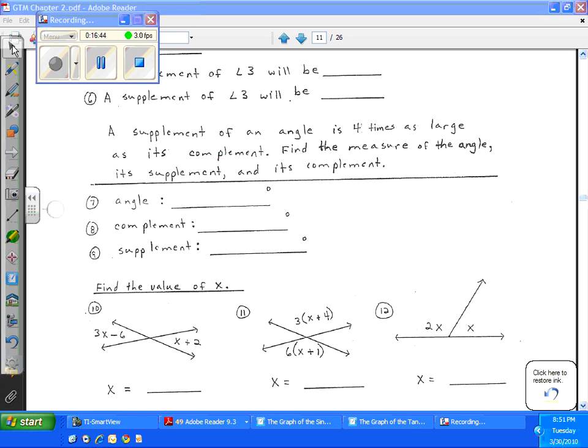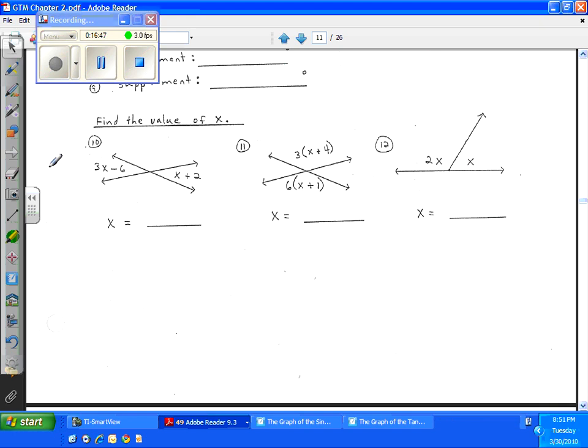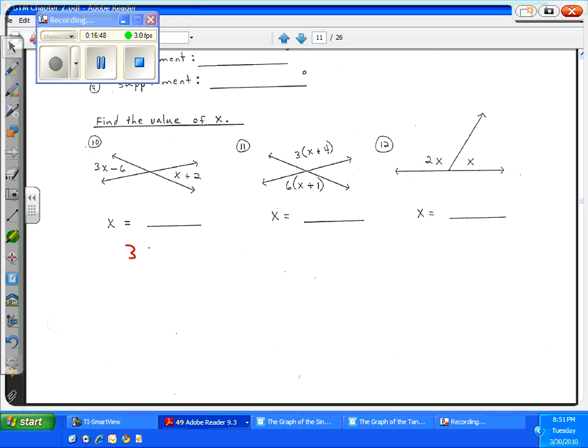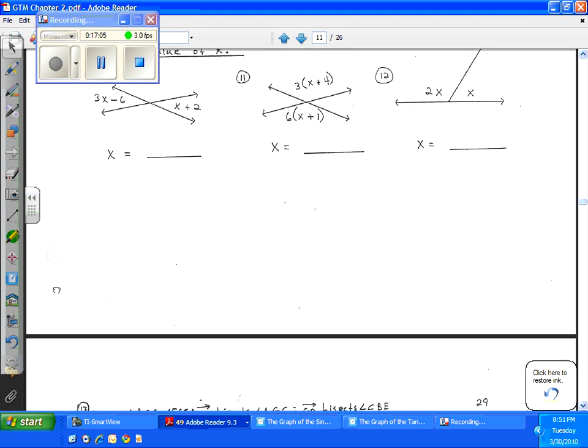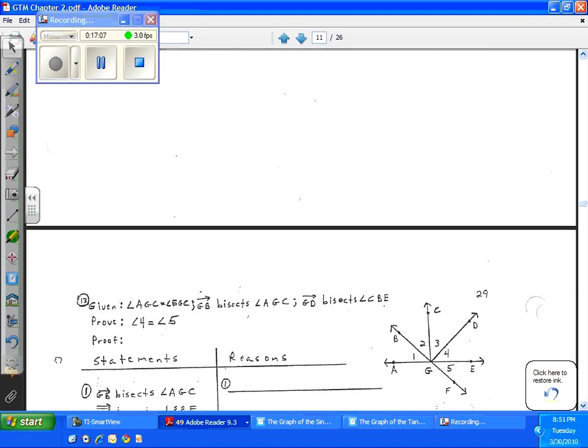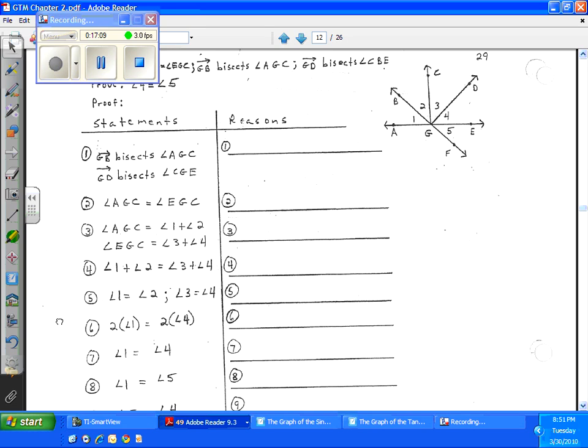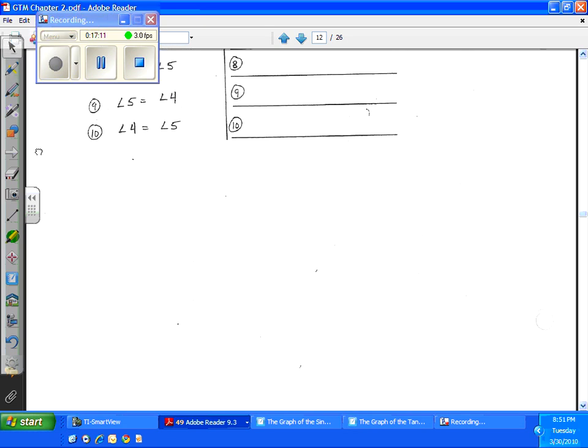Okay. There's some application of vertical angles are equal. You would set these equal, 3x minus 6 equal x plus 2, and solve. There's nothing you can do to simplify either side, so our first move will be to get the variable to the other side. Okay. And we're going to leave the rest of these for you to do because you need that algebraic practice. Okay?